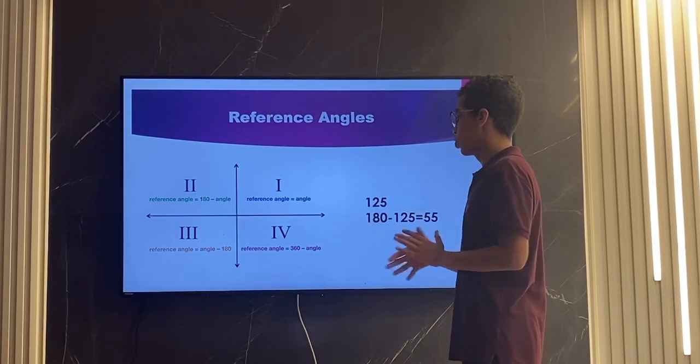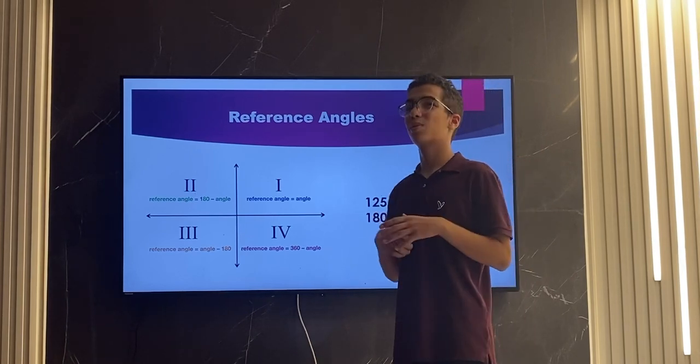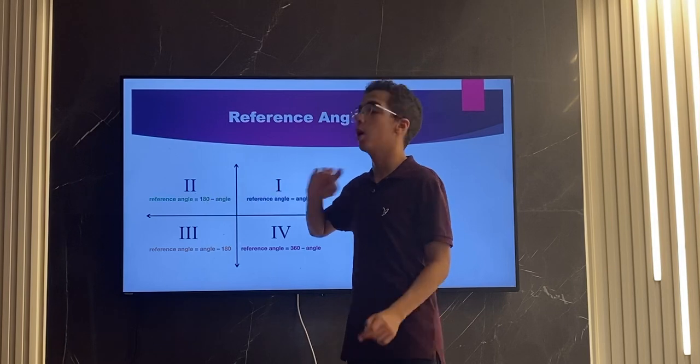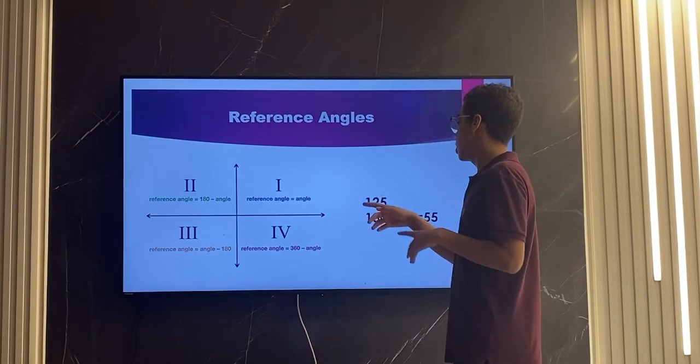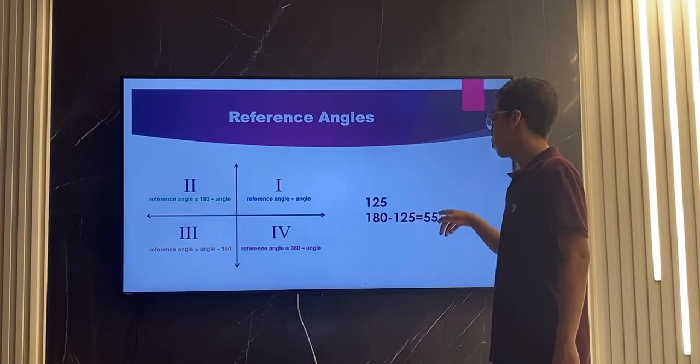Here, we're given 125. We need to know in which quadrant it is first. So it's between 90 and 180, the second quadrant. So we're going to use this formula, which is 180 minus the angle that we're given. 180 minus 125 will be 55.